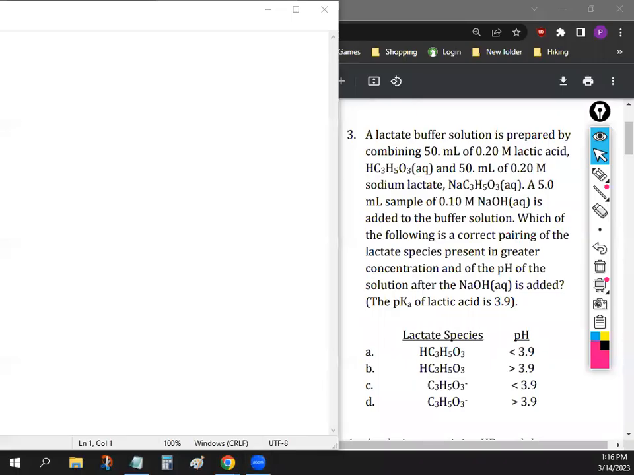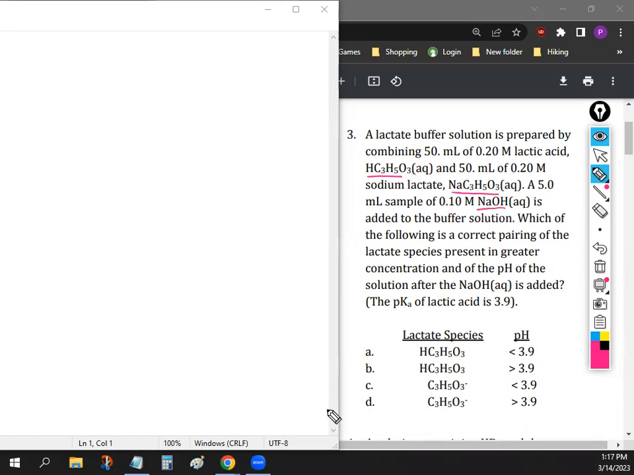Okay, guys. So for this one, I think personally the easiest way to do this is to figure out what the reaction is. So let's start with the reaction. We're gonna take lactic acid, and then if you guys notice, you have the salt that corresponds with it, right? With the shared ion. And then you're adding NaOH to it.